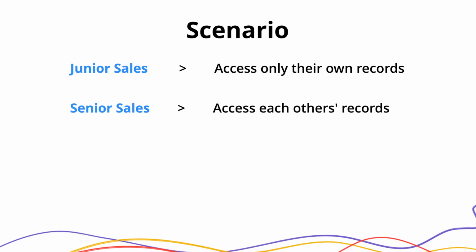He also has senior salesmen, and the senior salesmen collaborate a little bit more, so he wants them to be able to access each other's records, collaborate, and pass records between each other. They have a little bit more access to the information as well.